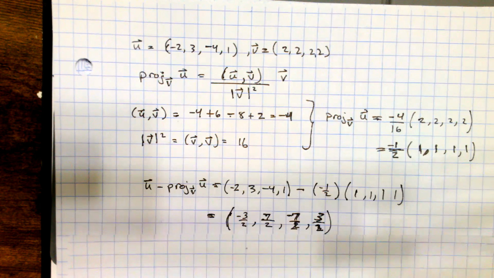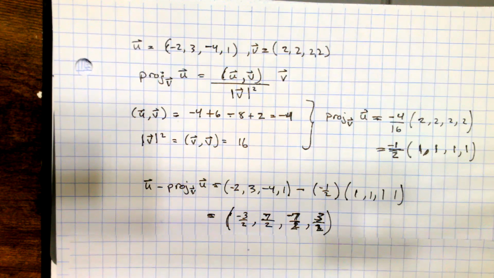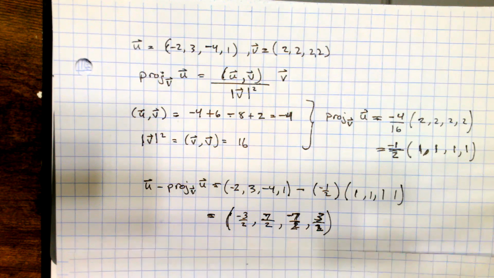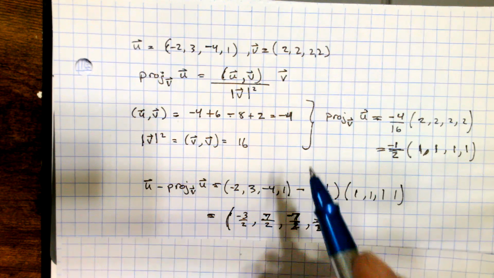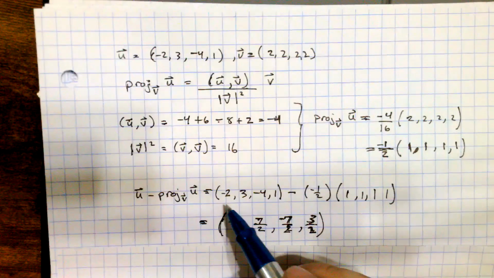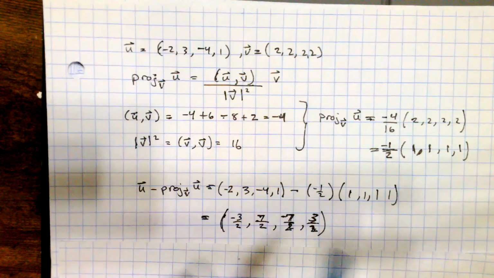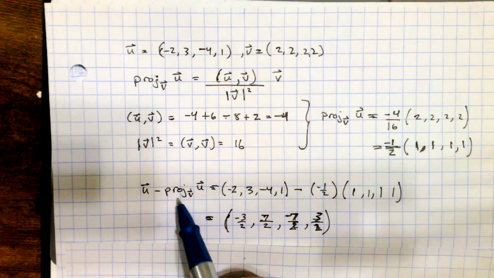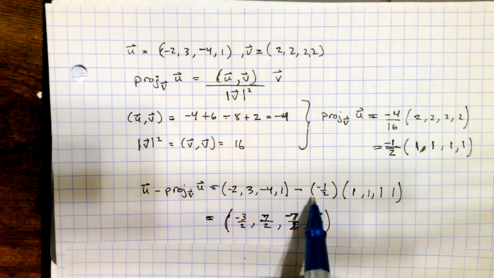Then to find the perpendicular component, you subtract off the parallel component. So that's the part that's parallel, and we want to find the part that's perpendicular. I was looking at the wrong side there. So it's u minus its projection.